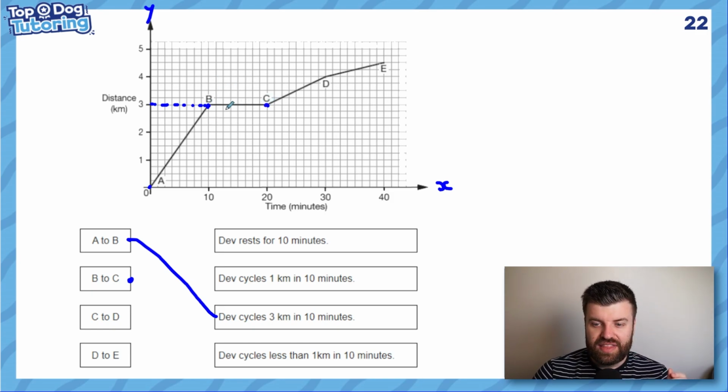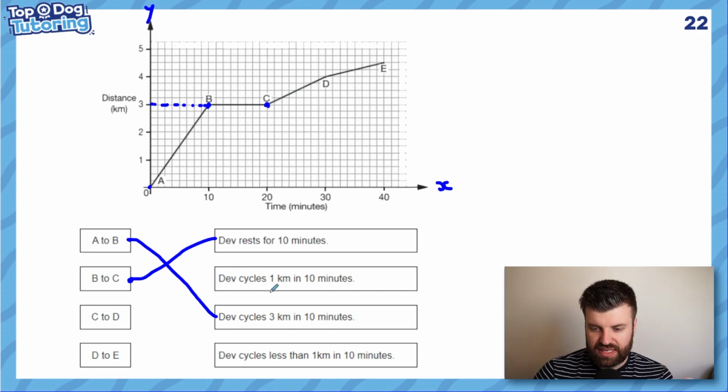Now the next one's really interesting. From B to C, this is again another 10 minutes. But how far does Dev travel in this 10 minutes? Well, he starts at 3 kilometers, and at the end, he stays at 3 kilometers. He does not move for these 10 minutes. So which one best represents that out of our options below? It's that Dev rests for 10 minutes. Perfect.